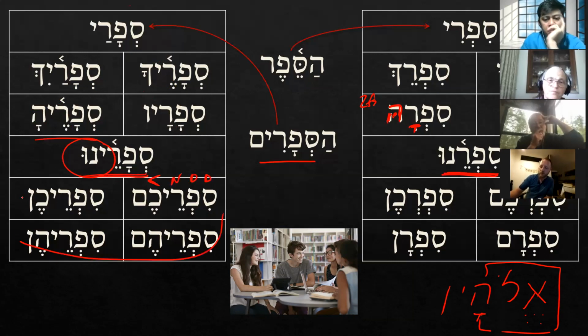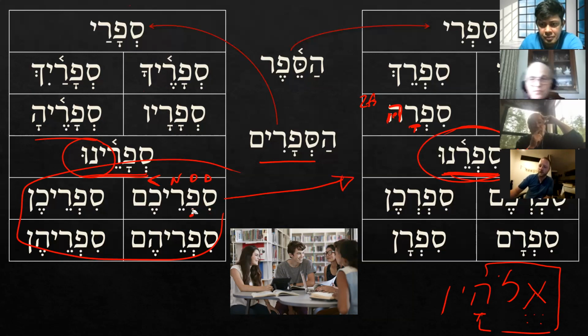It's going to happen in all these cases where this is actually the resolution of two shvas. This is not building off of the singular root. Okay? It's not going back and saying, oh, let's take that root. That's not what's happening. It's just the resolution of two vocal shvas, side by side.